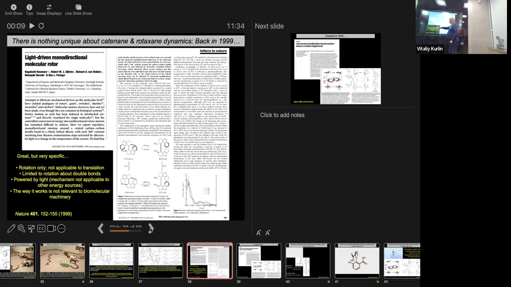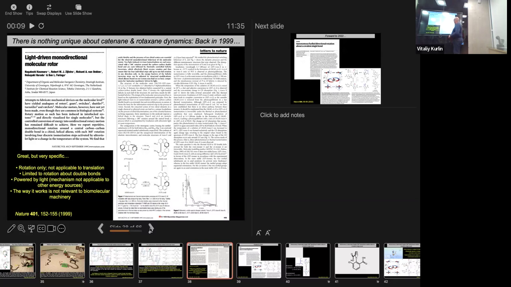Also, this is limited to rotation around double bonds. You can't do single bonds, triple bonds, supramolecular structures, mechanical structures. It's just things with double bonds. And then most importantly of all, this is powered by light. The way that this works is that you excite it with light to this excited state, and then in this excited state, it undergoes a helix inversion, which is thermodynamically downhill.